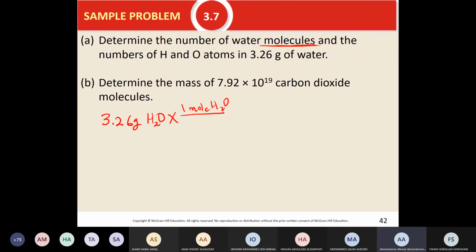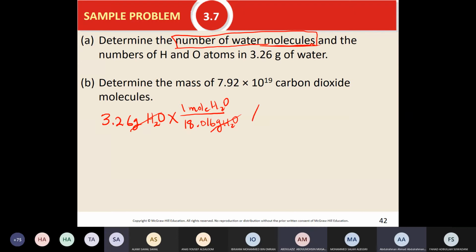1 mole H2O divided by what? The molar mass, 18.016 grams of H2O. You have to say H2O. Get rid of this unit with this unit. Am I done? No, not yet. The number of water molecules. So he's asking about a number. So what's the next step?